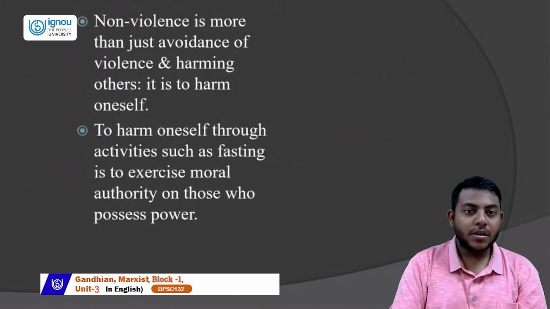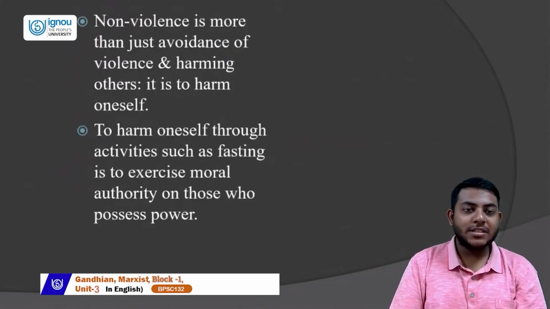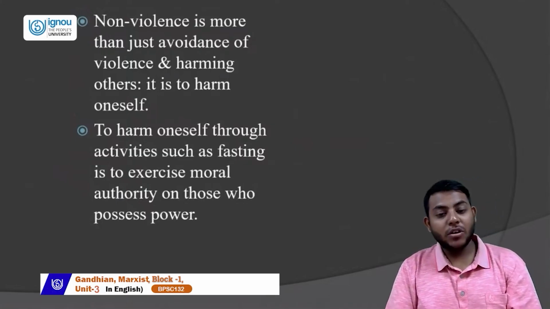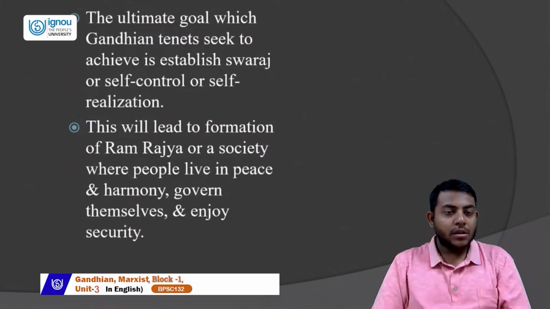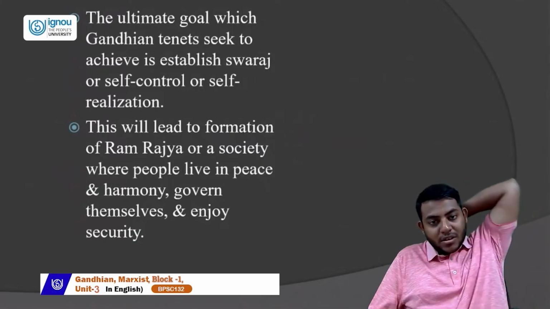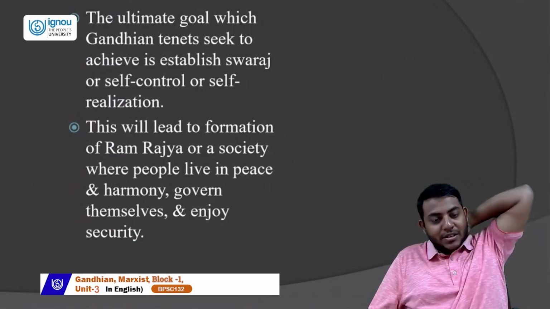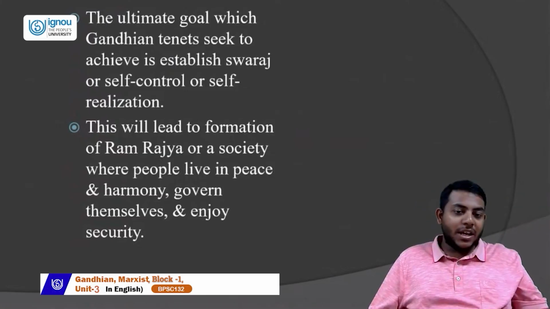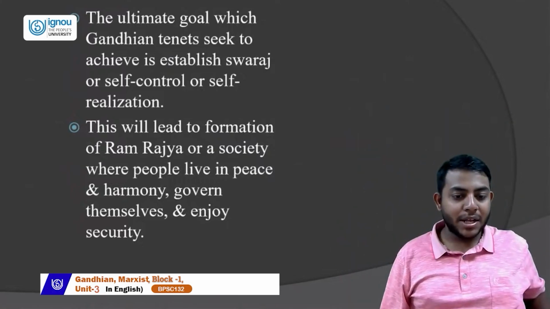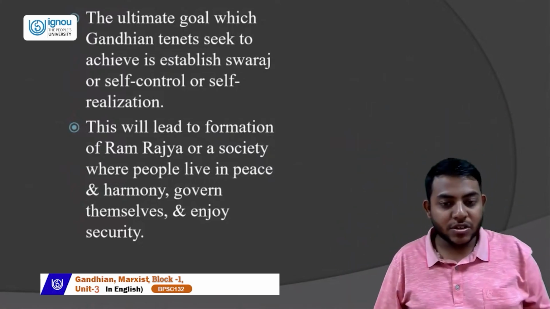So it is quite different from the Marxist approach. Now, in this approach, non-violence is more than just avoidance of violence and harming others. It is to harm oneself. So to harm oneself through activities such as fasting is to exercise moral authority on those who possess power. The ultimate goal which Gandhian tenets seek to achieve is to establish Swaraj, or self-control or self-realization. So this will, according to Gandhiji, lead to the formation of Ram Rajya, or a society where people live in peace and harmony, govern themselves and enjoy security.